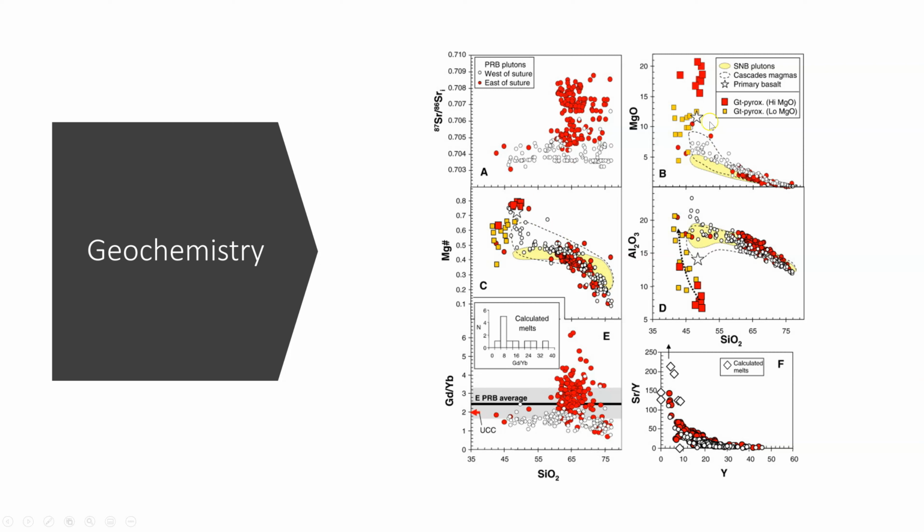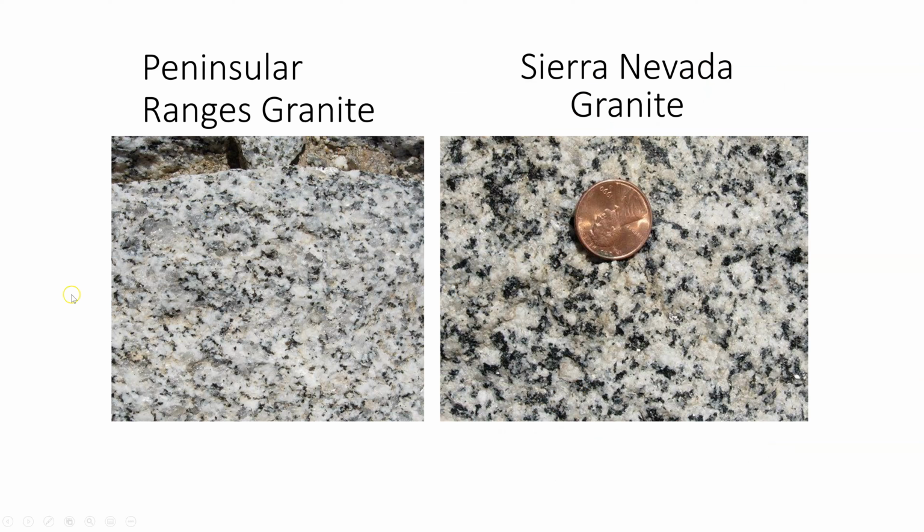So you can see similar trends in some of these, and others, they're vastly different. So I'll let you decide. Do you think the Peninsular Ranges granite are the same as the Sierra Nevada granite?